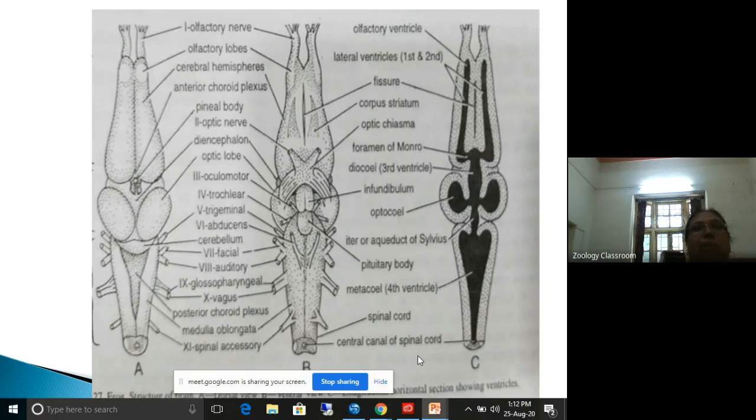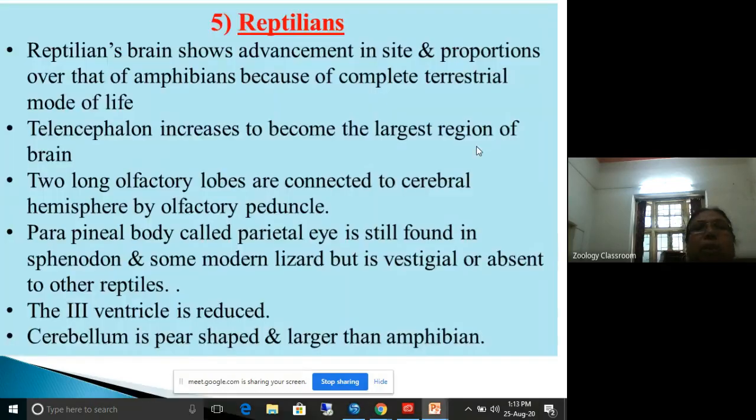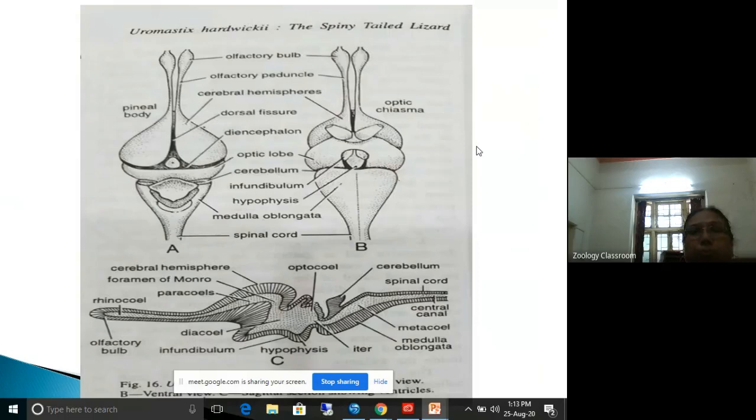Then the diencephalon ventral part shows the cross of nerves. It is called the optic chiasma. Below them there is the presence of the infundibulum and the pituitary or hypophysis. The cavities of the brain are similar in the fish, also in the frog, and also in the reptiles.